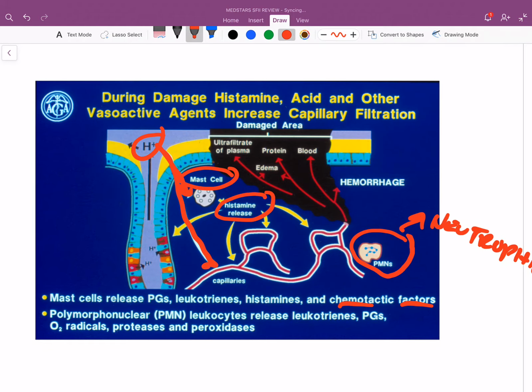Whenever you see PMNs, just think neutrophils, right? Furthermore, the acid's also going to chew up your capillaries. It's going to destroy them, and you'll get all of this blood released. Protein is going to be released because, don't forget, those pepsin enzymes can now cross through the mucus. You're going to get edema because, like I said, the capillaries are damaged, so fluid's going to leak out.